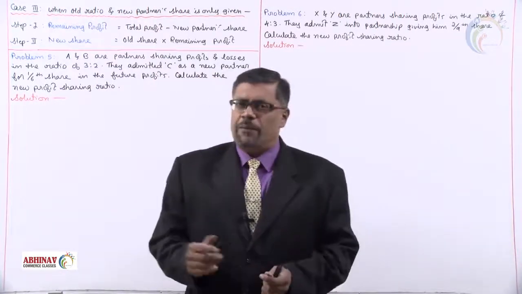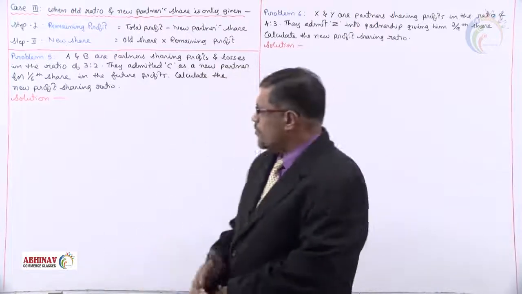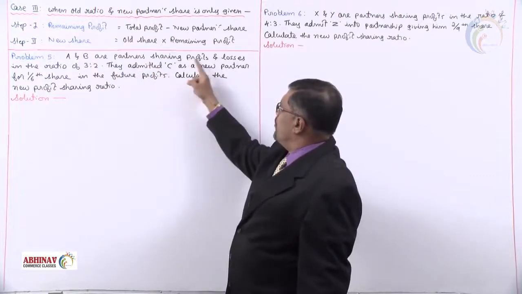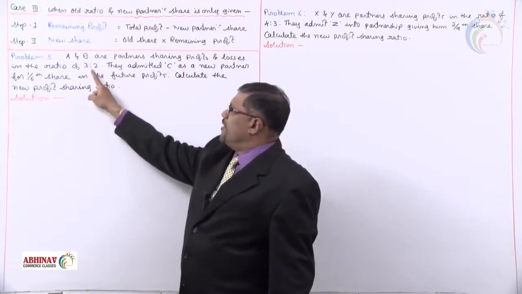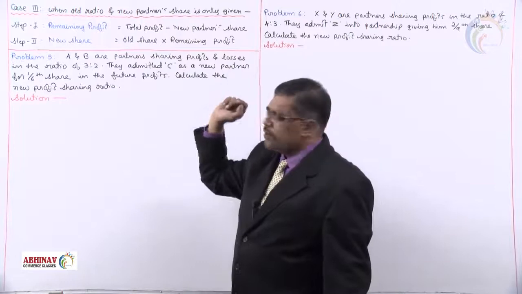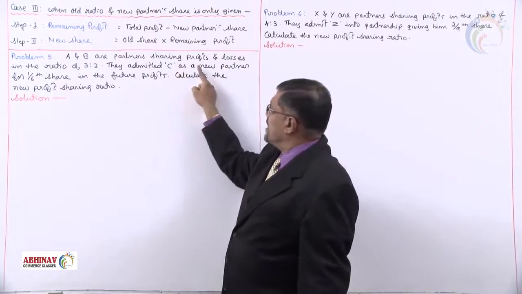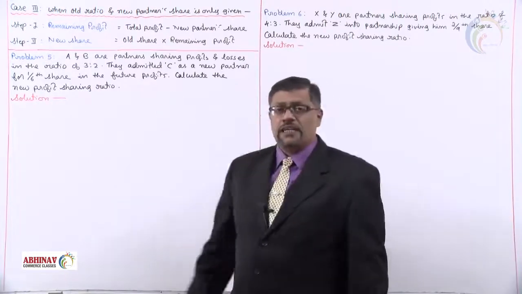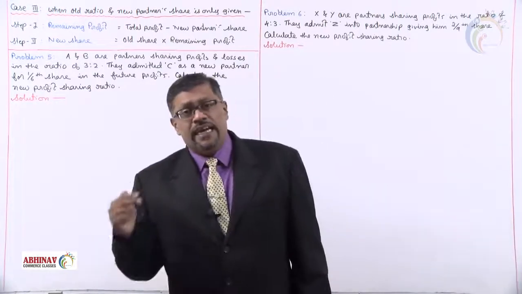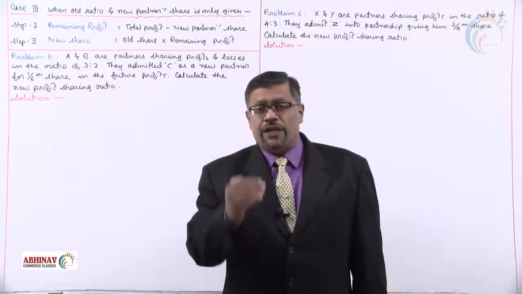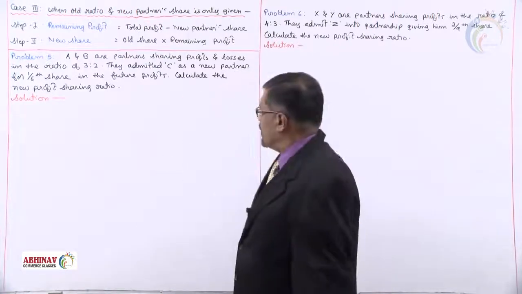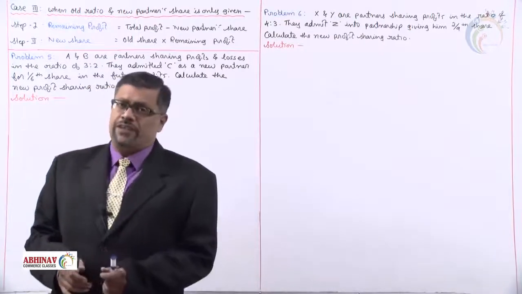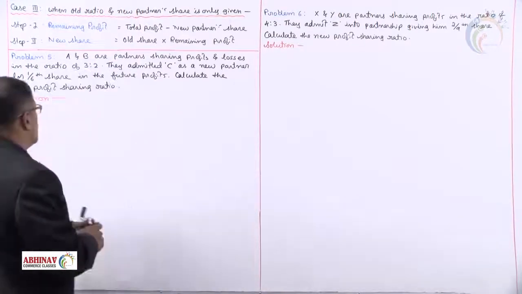Let us take a couple of problems on this case. Problem 5 says, A and B are partners sharing profits and losses in the ratio of 3:2. They admitted C as a new partner for 1/6 share in future profits. That means when C comes in, A and B have promised to give him 1/6 share in the future profit. From this, we need to calculate the new profit sharing ratio. Let us see how to do that.